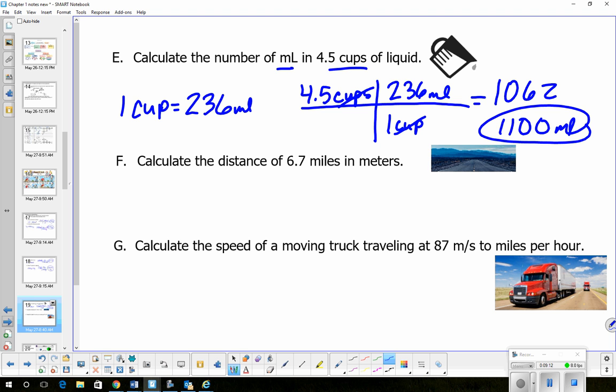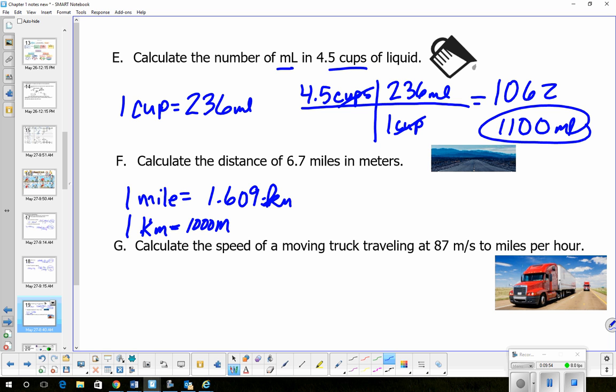Okay? All right, so what conversion do we need for F? Miles to kilometers, and we need kilometers to meters. Well, I know that one real quick, because that one's real fast. One is 1,000. But what's the miles to kilometers? 1 mile is 1.609 kilometers. Okay.